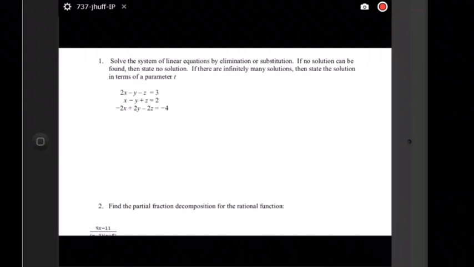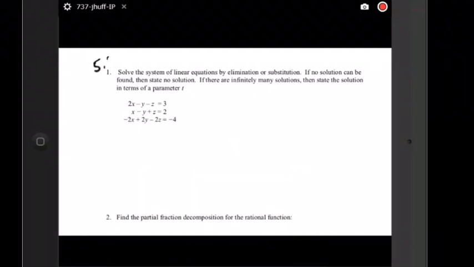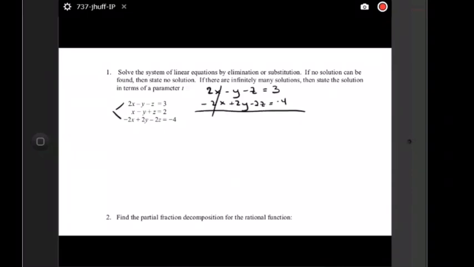Question 1 comes from section 5.2, and it's solving 3 equations with 3 variables. We're going to do the elimination method. First, I'm going to take the top equation, equation 1, and equation 3, and eliminate x, because they already have opposite coefficients. So if I eliminate x, I've got y minus 3z equals -1.